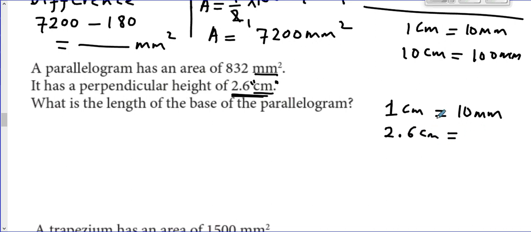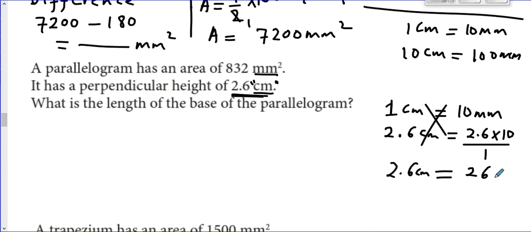That will be equal to what? Cross multiply. Then that will be equal to 2.6 times 10 divided by 1. So 2.6 times 10 divided by 1. If you use a calculator, 2.6 times 10 will be equal to 26. So 2.6 centimeters is the same as 26 millimeters. Now, can you see that I have now millimeters here and I also have millimeters there?